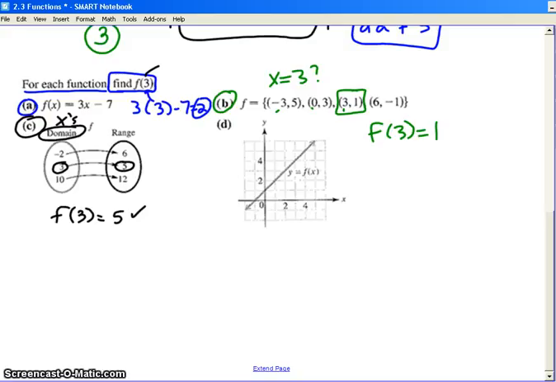In this last example, you have a graph. So go to x, go to 3, and go up to your graph. And what is f of 3 equal to? 4. So f of 3 equals 4.